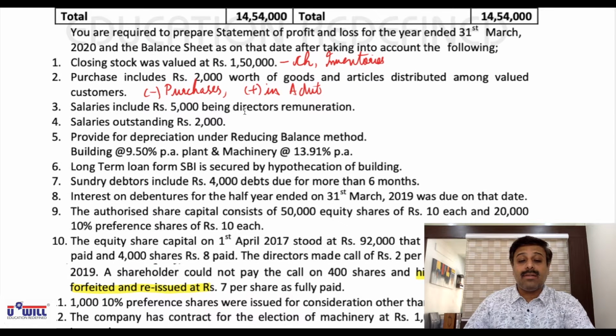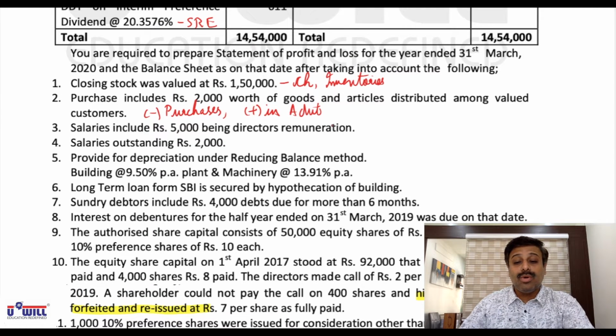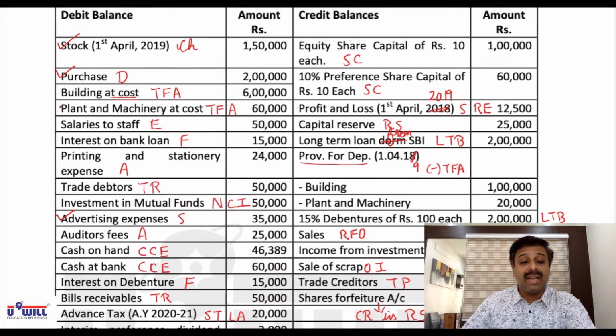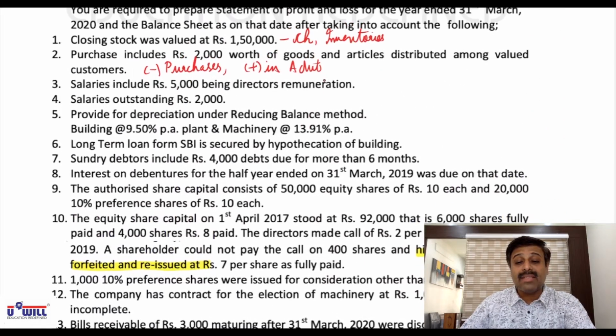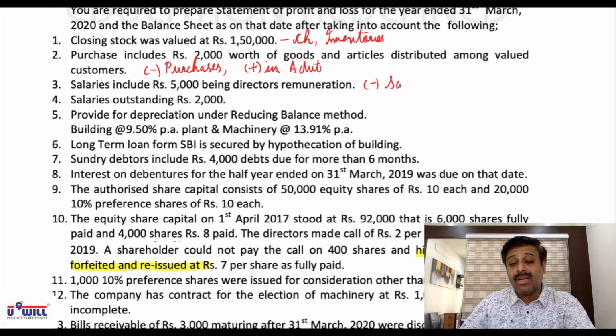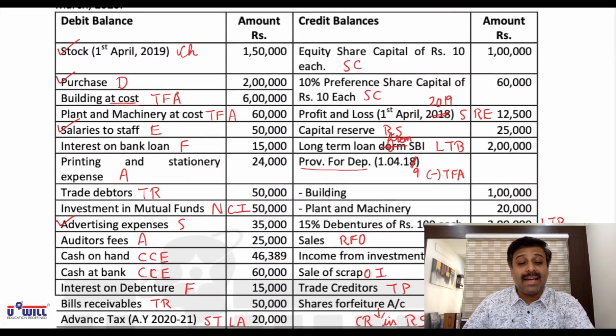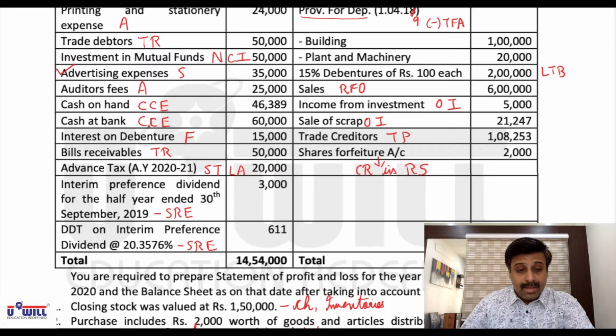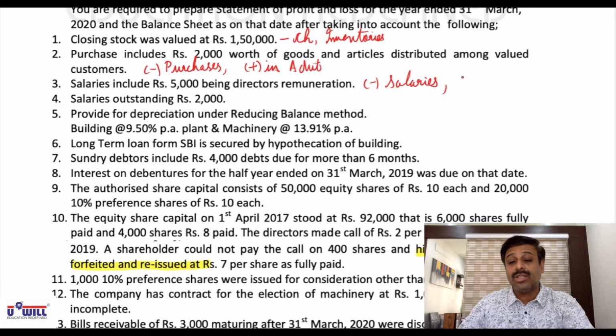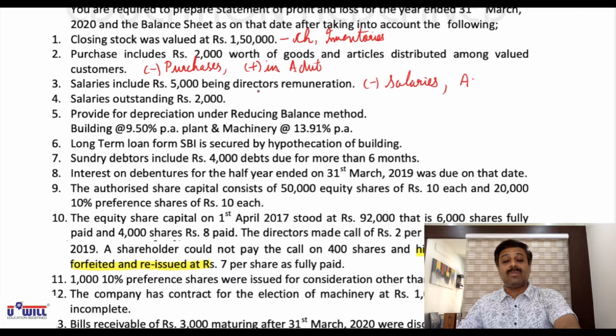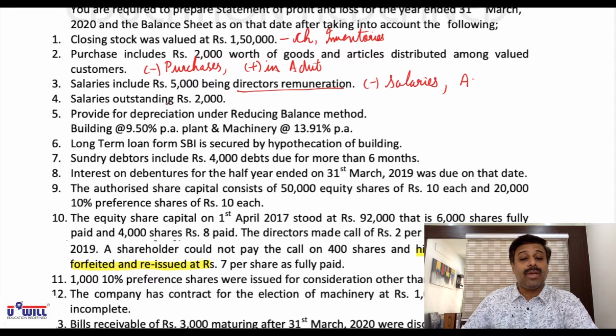Salaries include 5,000 being for directors' remuneration. Salaries are salaries to staff, so it should not include it. Put a tick on that. We will minus it from salaries. And the second effect, it's a director's remuneration, so we will show it as director's remuneration in administrative expense. In the trial balance, there is no item of director's remuneration. So salaries by mistake included, we'll minus from salaries and show it as director's remuneration in administrative expenses.